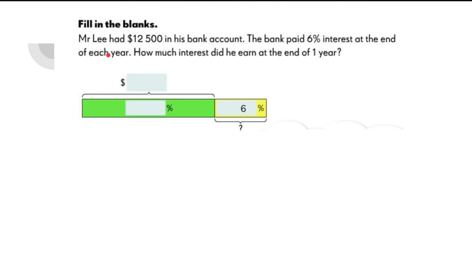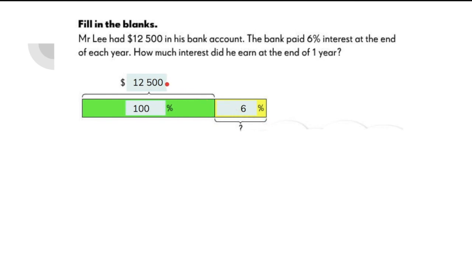Mr. Lee had $12,500 in his bank account. The bank paid 6% interest at the end of each year. How much interest did he earn at the end of 1 year? So, do you know what is 100% of the amount? Yes, it's equal to 12,500. And our problem is to get 6% of this amount.